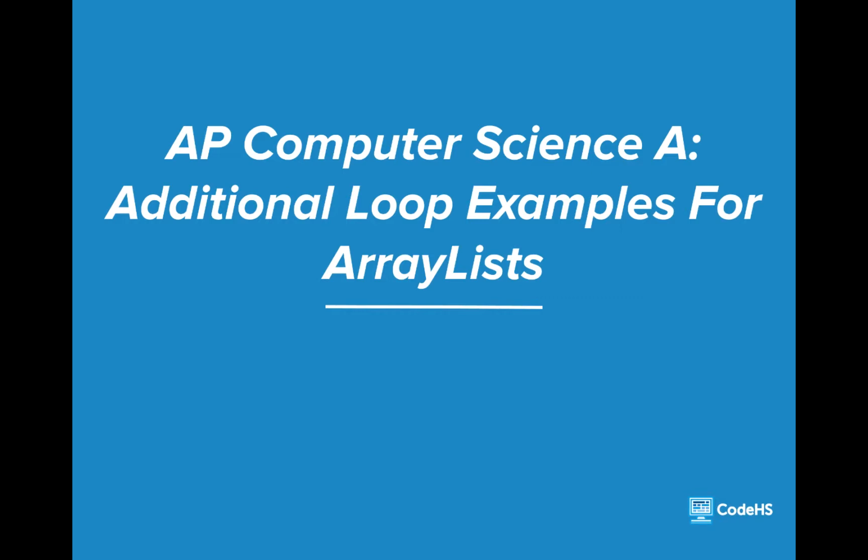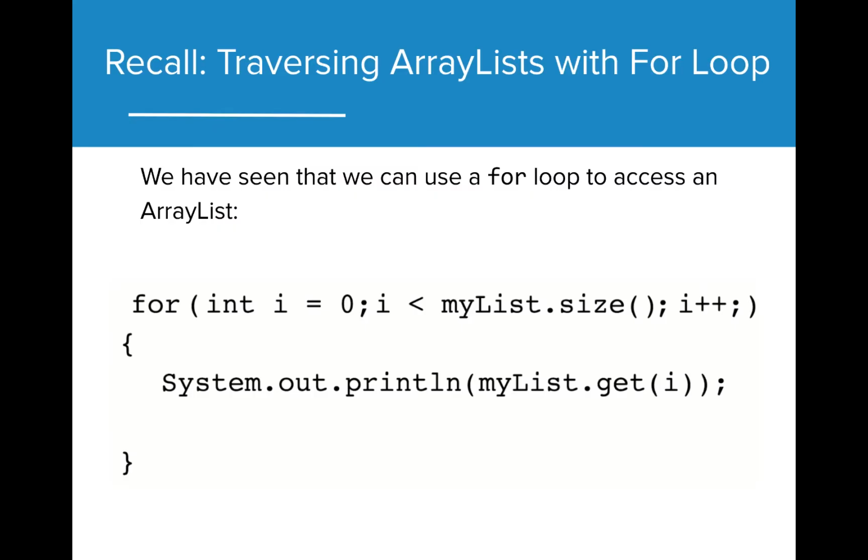Hi, in this lesson we're going to take a look at additional loop examples for ArrayList. In previous lessons, we have seen how you can traverse an ArrayList using a for loop. Using a loop index variable i, we can systematically traverse through an entire ArrayList.